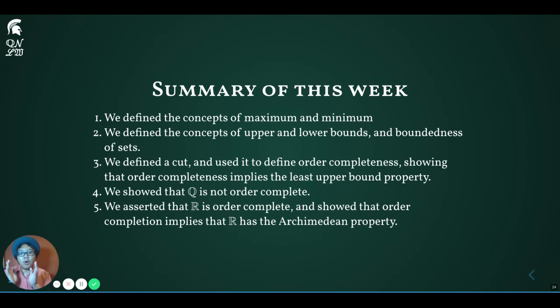We proved that all order complete sets have the least upper bound property. In Lecture 4, we showed that Q is not order complete and asserted that R is. In other words, we will take as an axiom that R is order complete and base our understanding of the real numbers upon this assumption. We showed that order completeness of R implies the Archimedean property. Okay, see you next week.